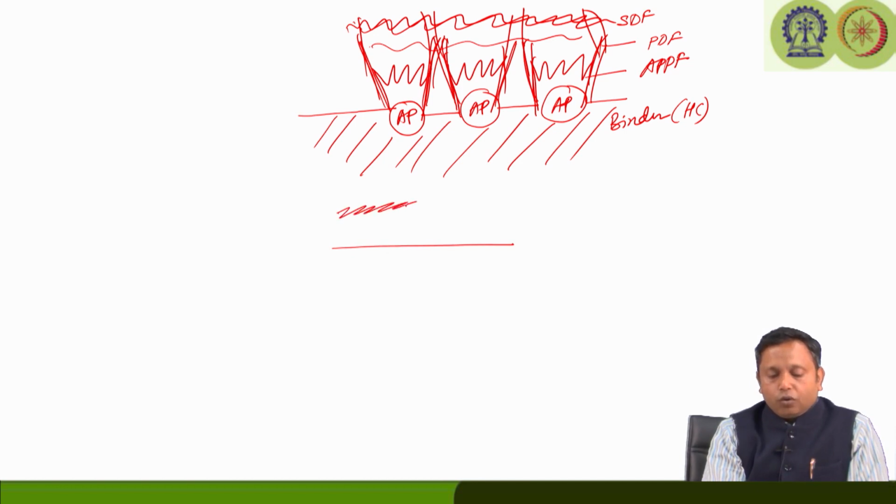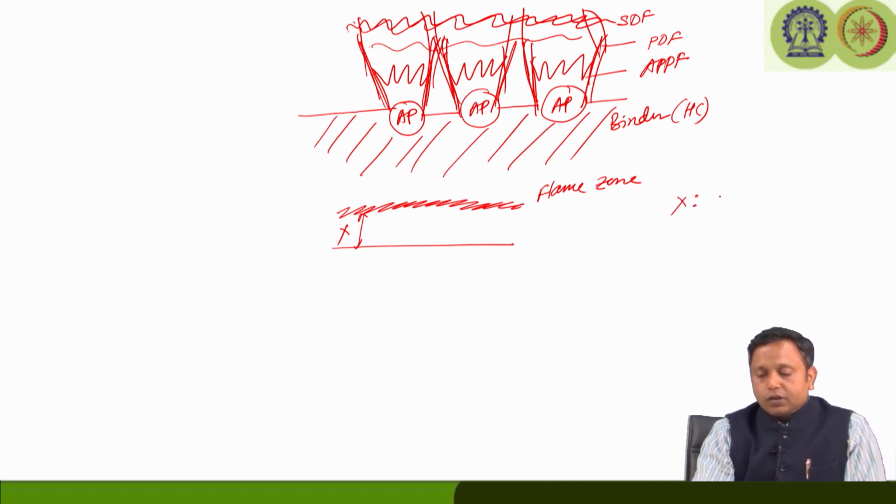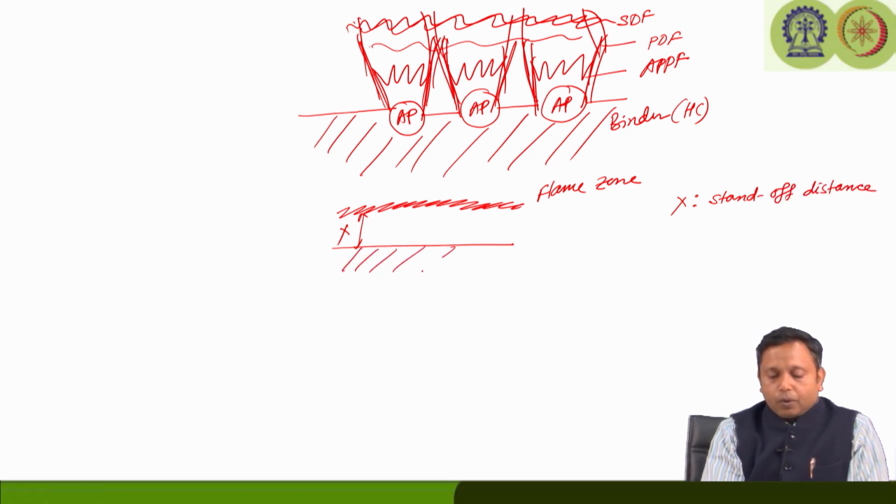Now, with this combined form of the flame, let us say this is the flame zone, which exists at some distance x, which is known as the stand off distance. And here we have the propellant surface.